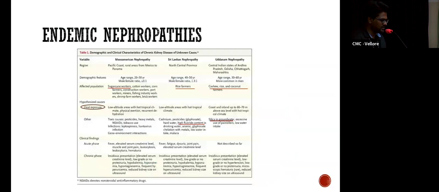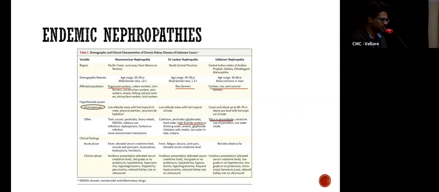So this is a tabular column that compares the endemic nephropathies. Region-wise, Mesoamerican nephropathy is from Central America, from Mexico to Panama. Sri Lankan nephropathy is seen in the North Central Province, and Uddanam nephropathy is seen in Andhra Pradesh. Demographically, age group will be 20 to 60. Affected population: sugarcane workers predominantly in Mesoamerican nephropathy, rice farmers in Sri Lankan nephropathy, and cashew and coconut farmers in Uddanam nephropathy.